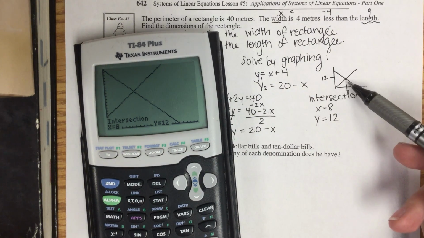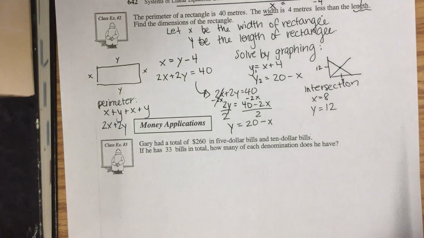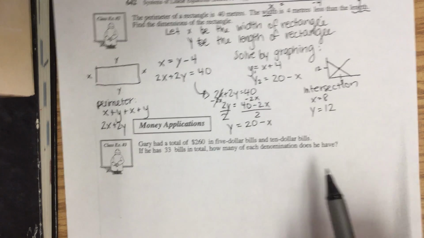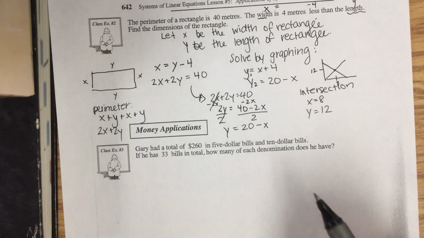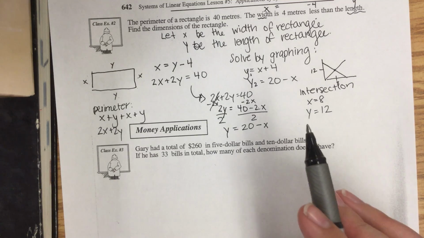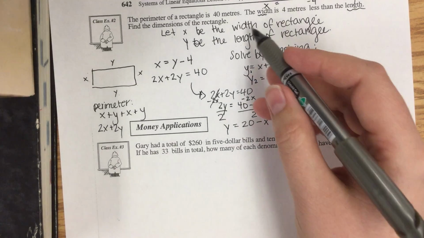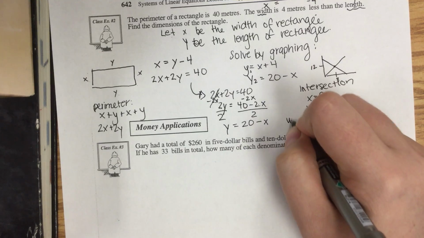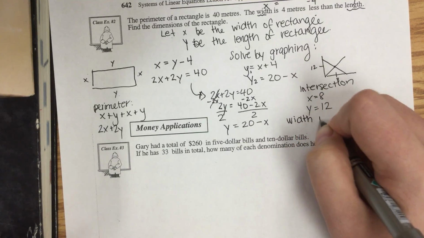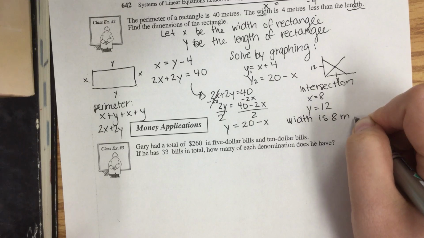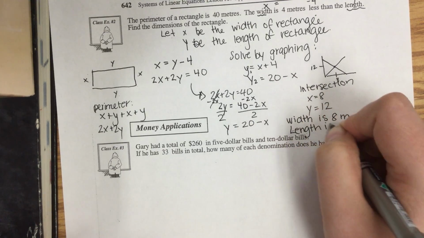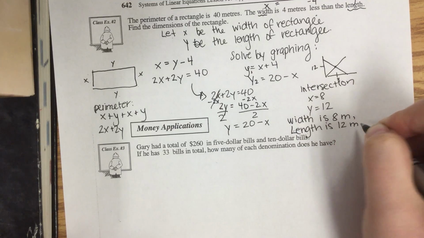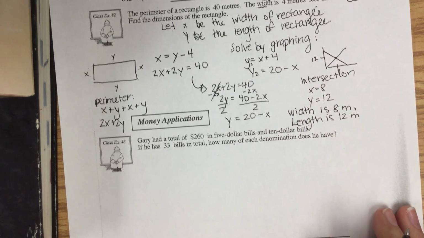at least to show sort of what I saw on my screen and where it was. So I just draw a quick picture of what kind of looks like an X there, where the point of intersection is at the X value 8 and the Y value 12. And I go back to the problem. X stood for width. So I'm going to say the width is 8 meters and the length is 12 meters. That would be the dimensions of the rectangle.